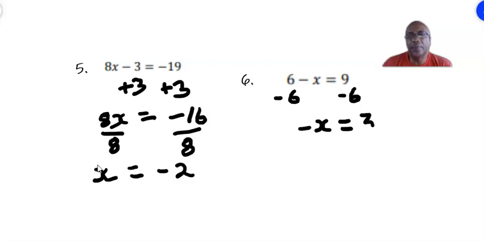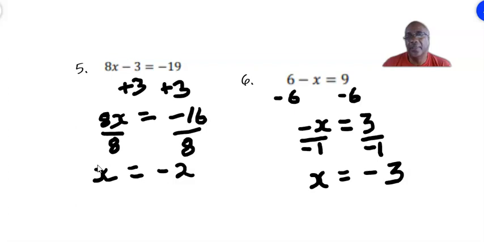6 is 3. Now we want x, and we have negative x here. Remember, anytime you have x, it means 1x, but we don't normally show the 1. And so negative x is negative 1x. So to get x alone, we divide both sides by negative 1. On the left side, minus x over minus 1 is just x. On the right side, 3 over negative 1 is negative 3. And that's the answer.